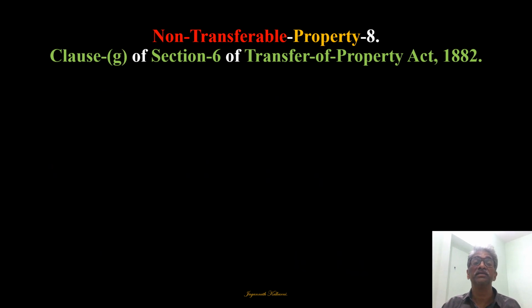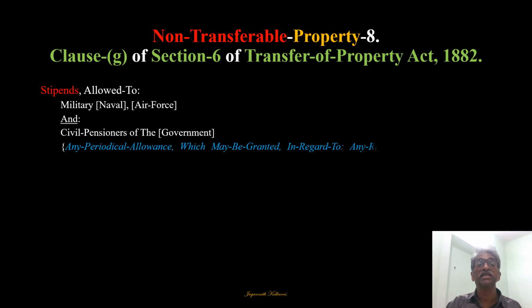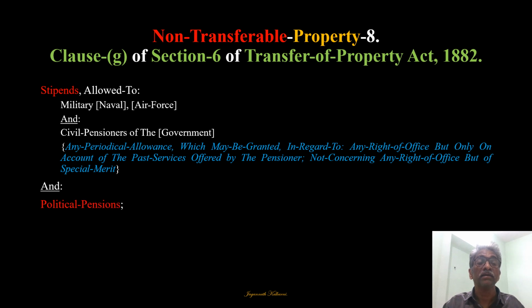Remember this basic difference. Eighth exception talks about stipends allowed to military, naval, air force and civil pensioners of the government. A pension means any periodical allowance which may be granted in regard to any right of office, but only on account of the past services offered by the pensioner, not concerning any right of office but of special merit. And political pensions cannot be transferred. Stipends, pensions cannot be transferred.